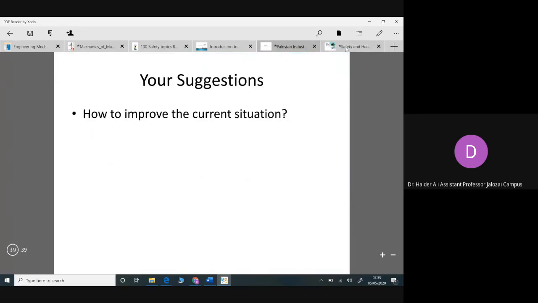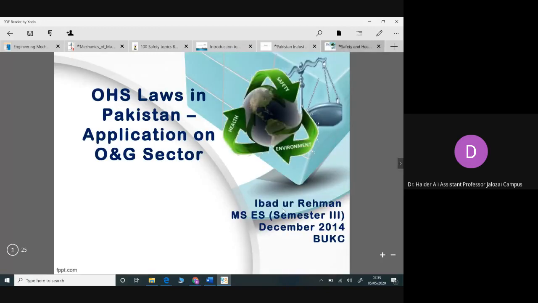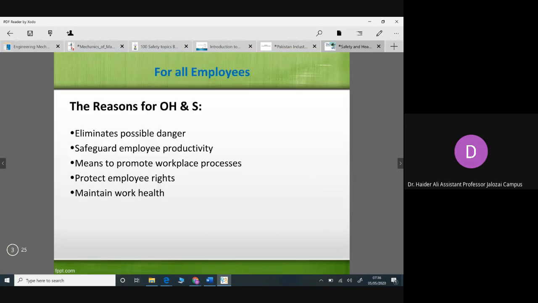So we talked about this, and like I said, the next topic talks about occupational health and safety laws in Pakistan, application on the oil and gas sector. You can see that the rules and regulations or the health and safety requirements vary from one sector to another. Like we already looked at the agricultural sector, the cement industry, the textile industry, and we saw that the hazards associated with the industry and the severity of the risk associated with each industry is different. So again, here we are talking from the perspective of the oil and gas industry.